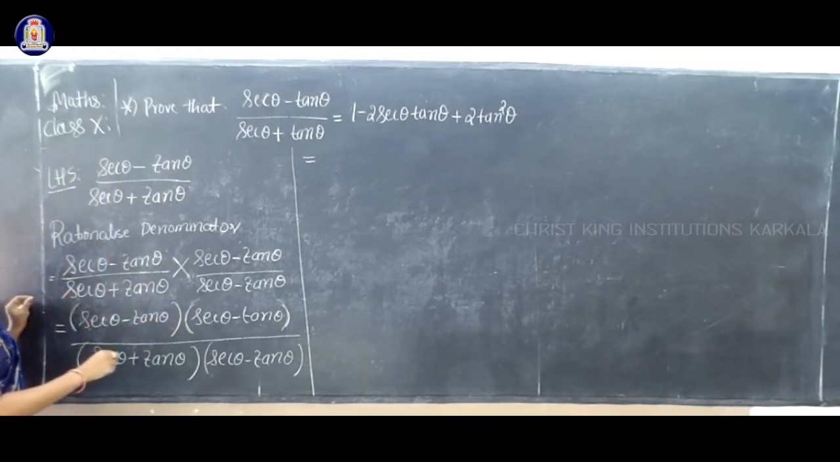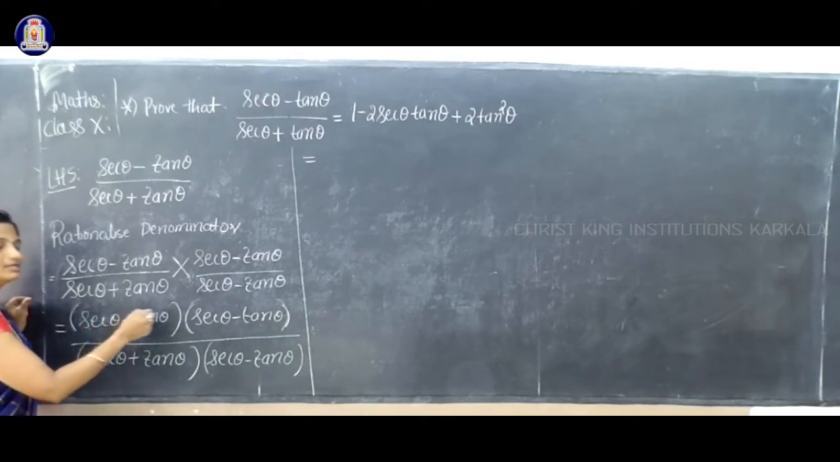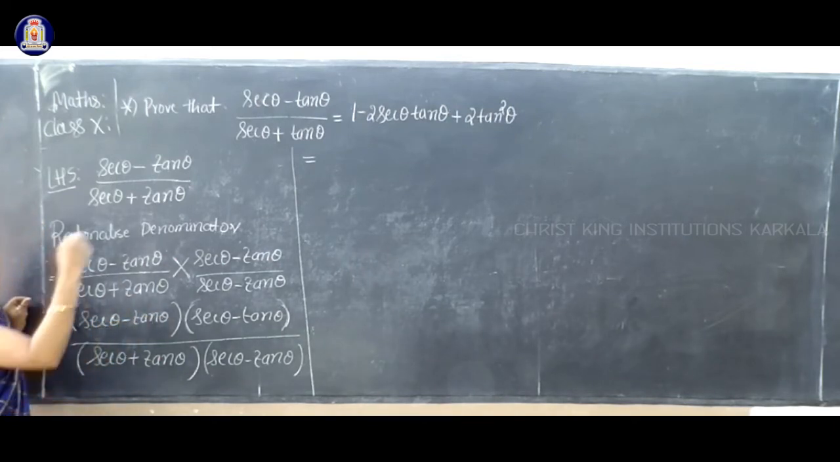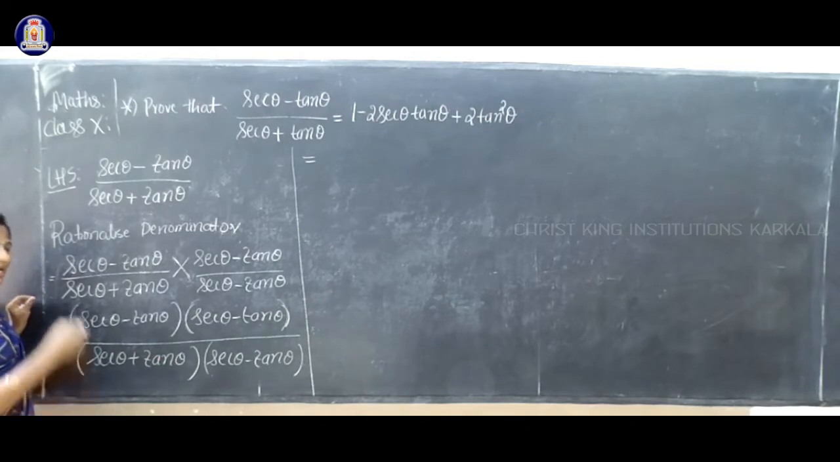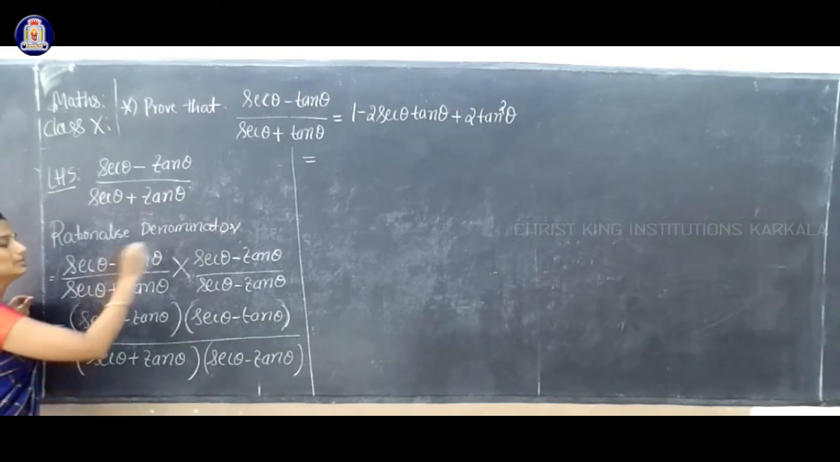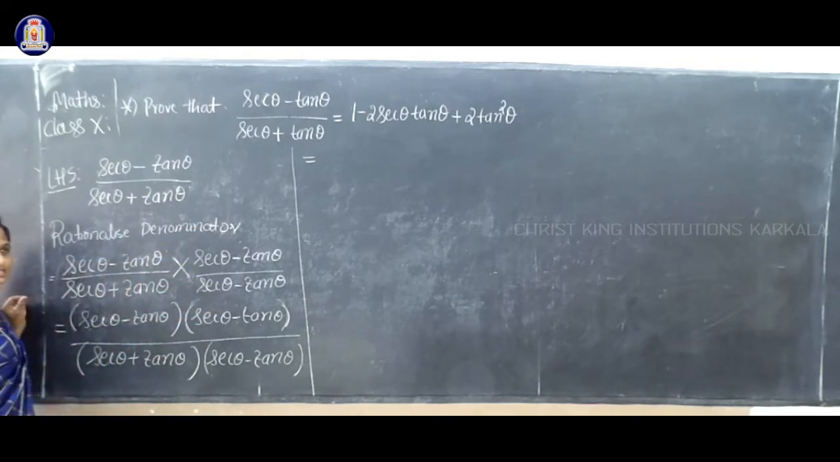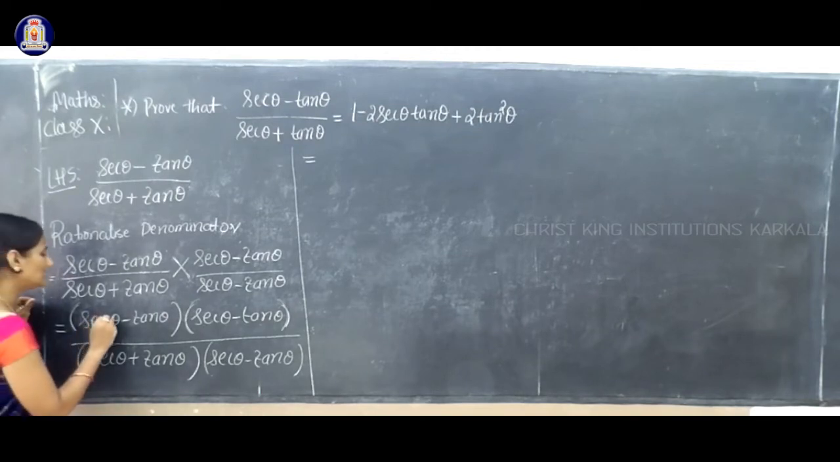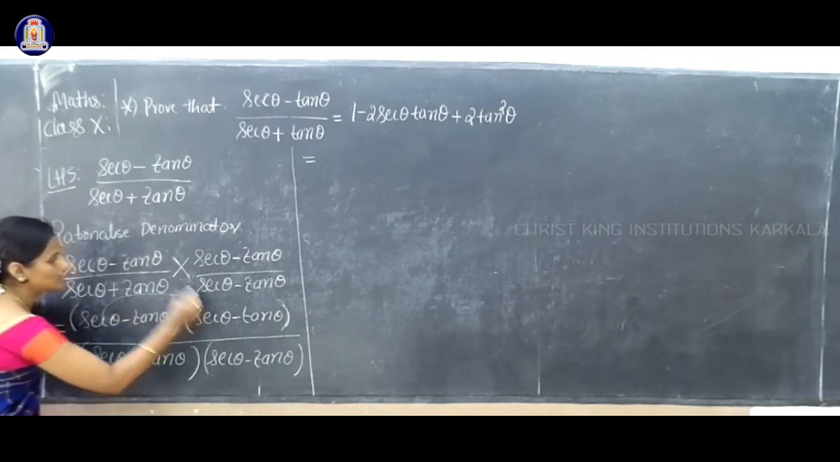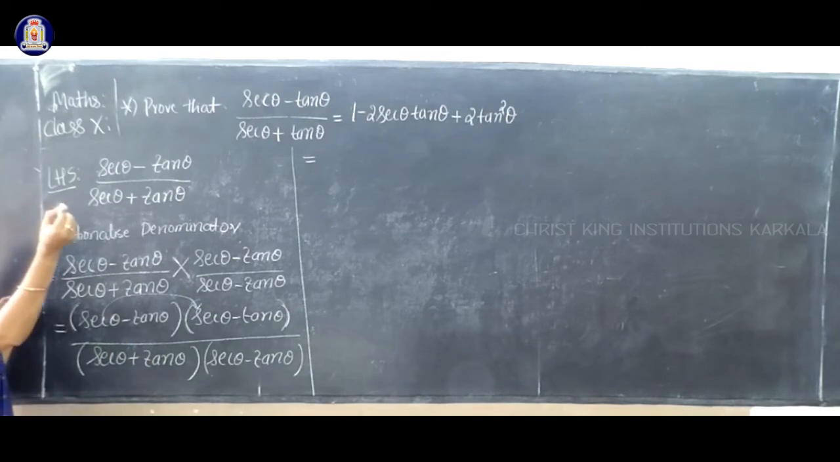After that you have to apply the whole square formula, that is a minus b whole square. So that takes 2 steps more. Instead of that, I'll multiply bracket to bracket. That is easy. So now secant into secant theta. That method also you can follow.